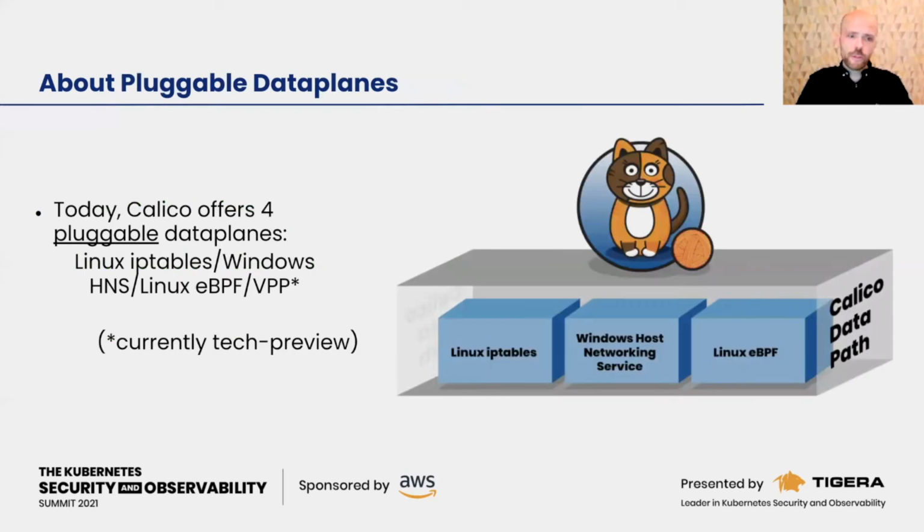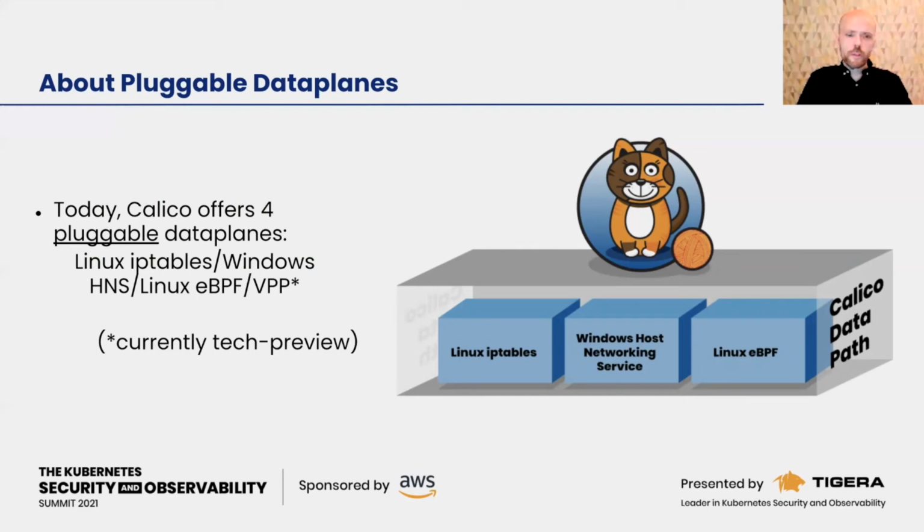Today, Calico offers 4 pluggable data planes. If we look at the diagram on the right, you'll notice there are 3, not 4, and that's because one of the ones I'll talk about today is in tech preview status and therefore isn't shown in this diagram yet. So the Calico cat in this diagram sort of represents the control plane. Underneath that, you can see the data path or data plane, and you can see the 3 options: Linux iptables, the Windows host networking service, and Linux eBPF. We'll talk individually about each of those data planes in a moment and what they offer us. We also have VPP or vector packet processing, which is a 4th data plane currently in tech preview. We'll talk about that too.